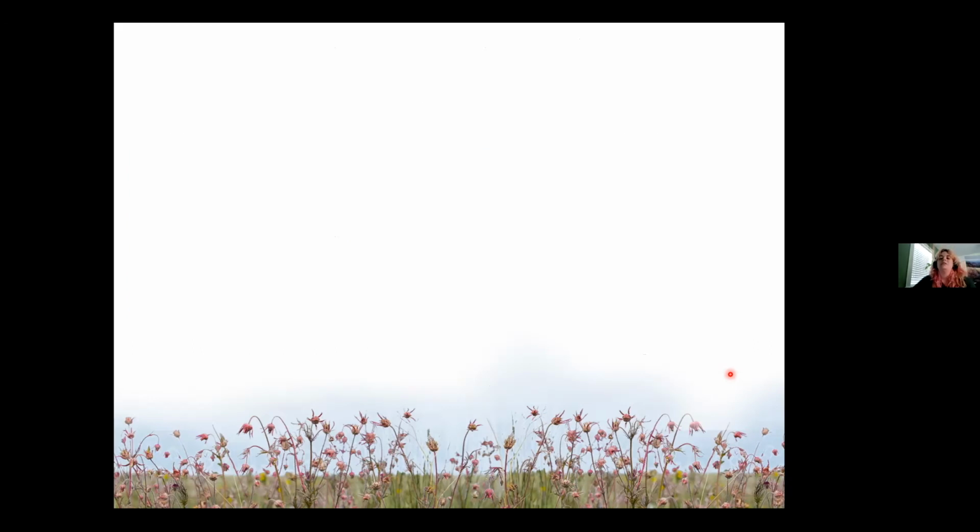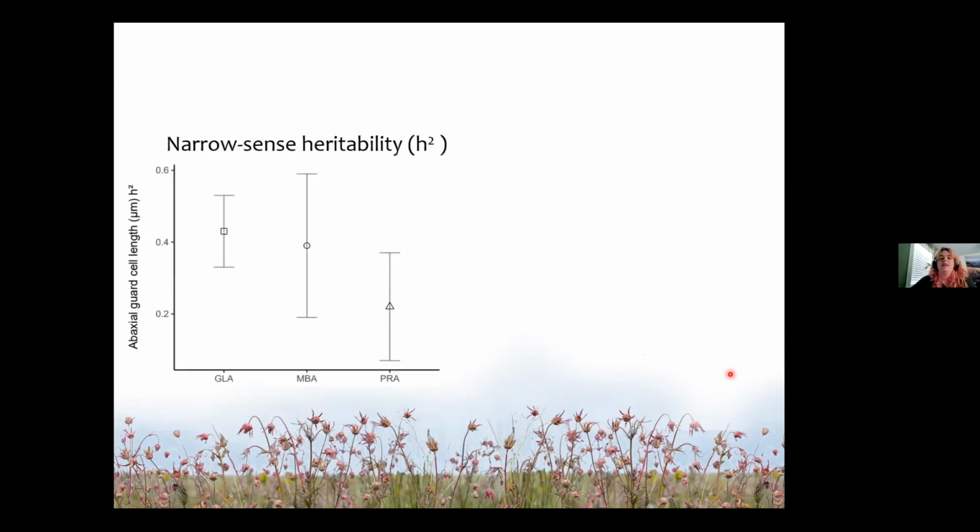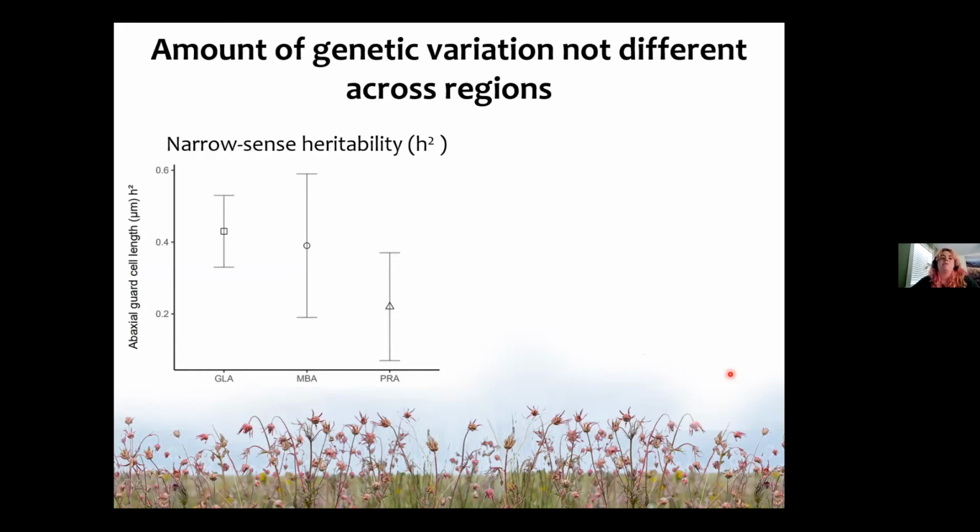And so did we find differences in heritability? Just looking at this graph, we can see that heritability is similar, even if you're being tricked by that variance. There's no difference between heritabilities for guard cell length, so the amount of genetic variation was not different across regions. However, you can see that these values are pretty low to intermediate, right? Because heritability can range from 0 to 1.